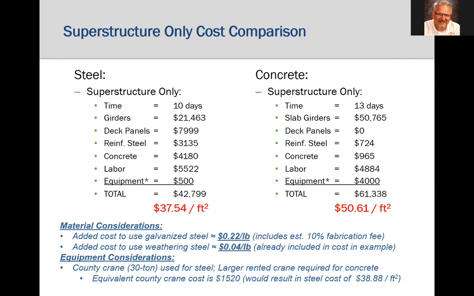Now, one item to note is the equipment cost, where the steel bridge used a county-owned 30-ton crane. The concrete bridge girder members are heavy, and the county had to rent a 100-ton crane at a cost of $3,500. The other $500 for each was a rented skid steer for the incidental work it takes to put a bridge together.